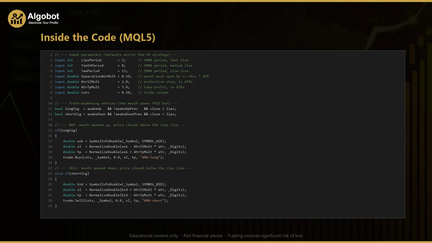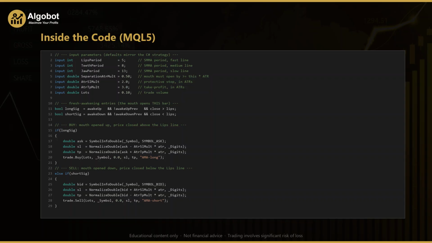When the long signal is met, the code reads the current ask price, then sets the stop loss at ask minus the ATR stop multiple times ATR, and the take profit at ask plus the ATR take profit multiple times ATR. It then calls trade.buy with those levels. When the short signal is met instead, it reads the bid price, places the stop loss above entry and the take profit below, and calls trade.sell.